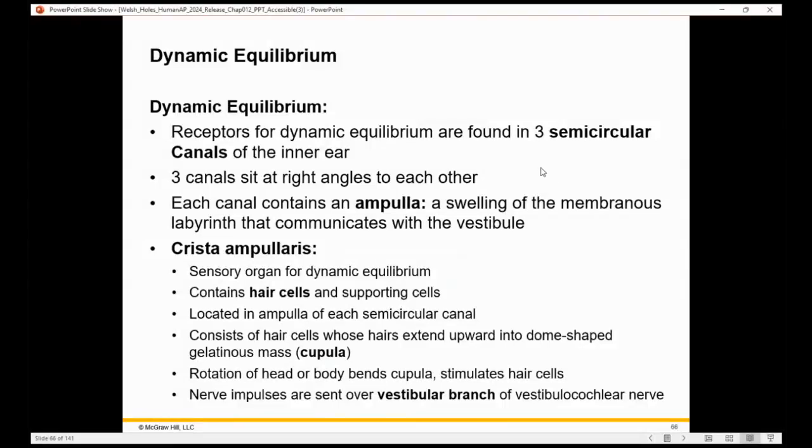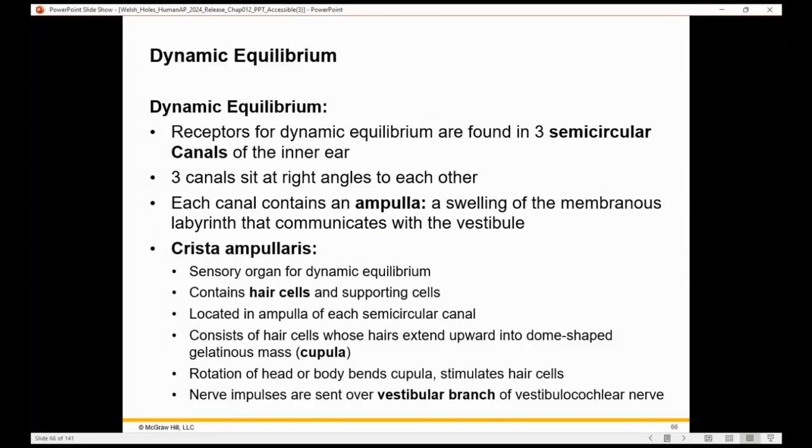Okay, dynamic equilibrium. Receptors for dynamic equilibrium are found in the three semicircular canals of the inner ear. The three canals sit at right angles to each other, and each canal contains an ampulla, which is a swelling of the membranous labyrinth that communicates with the vestibule. The crista ampullaris is a sensory organ for dynamic equilibrium and contains hair cells and supporting cells.